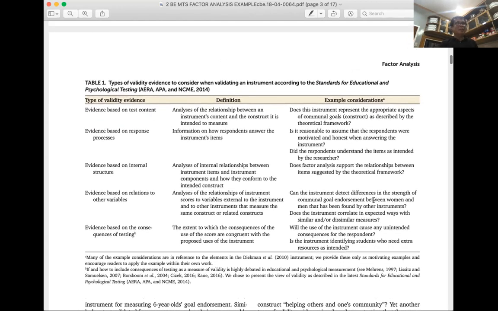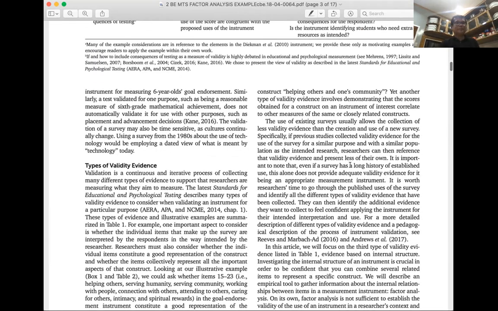So you have to take note that validation of the instrument is very important. If it is poorly validated, if it's not scientifically validated, then it would affect the major findings as well as the conclusions of the entire study. So one thing to consider in validating an instrument is the use of factor analysis as being illustrated in this article.